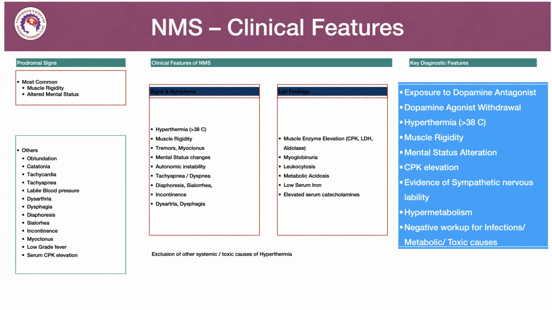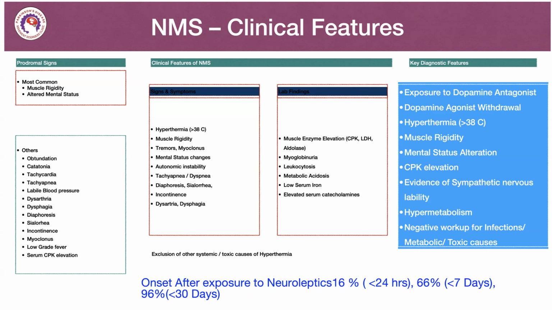The key diagnostic features for a person with NMS are exposure to a dopamine antagonist or dopamine agonist withdrawal, hyperthermia, muscle rigidity, mental status alteration, CPK elevation, sympathetic nervous system lability, hypermetabolism, and a negative workup for infections and metabolic or toxic causes. So these are the key diagnostic features we look for in a patient with suspected NMS.